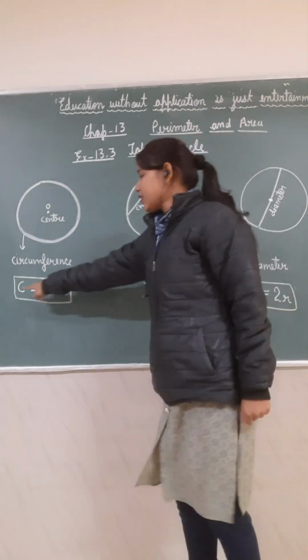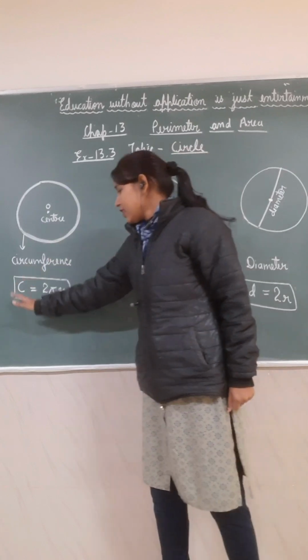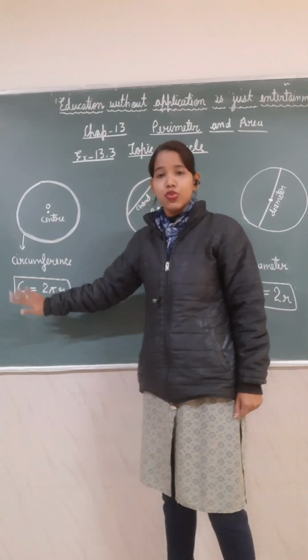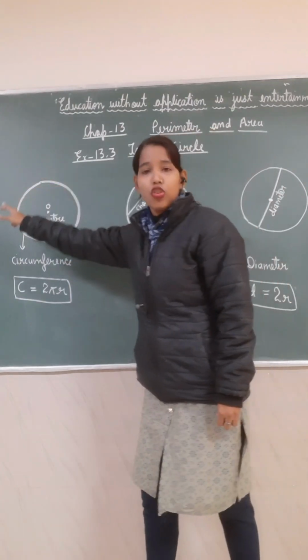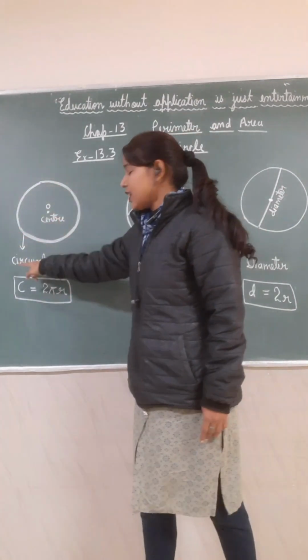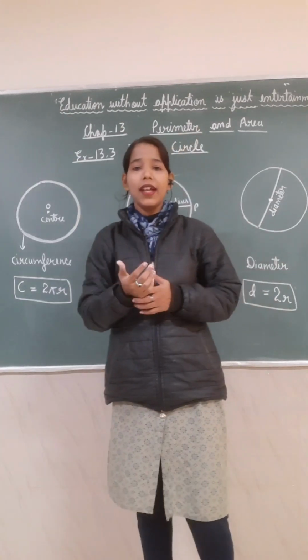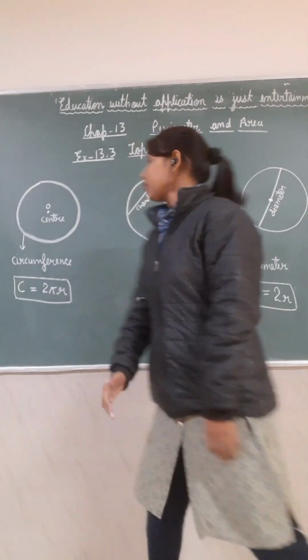Circumference C is equal to 2 pi r. I will introduce you to it later. So what is circumference? Circumference is the boundary of the circle. So the boundary of the circle is the circumference and it is denoted by a capital letter C.